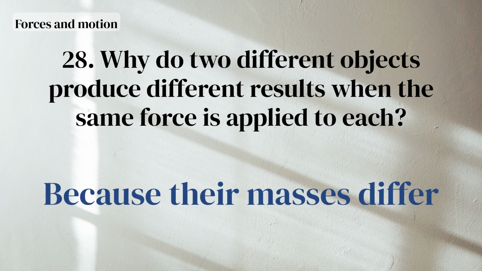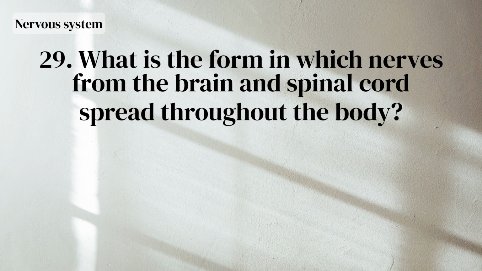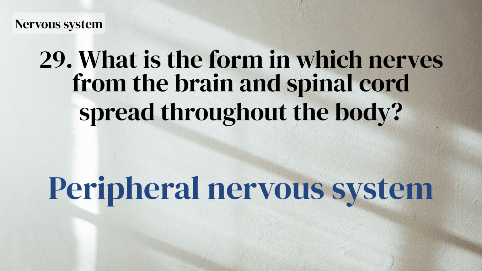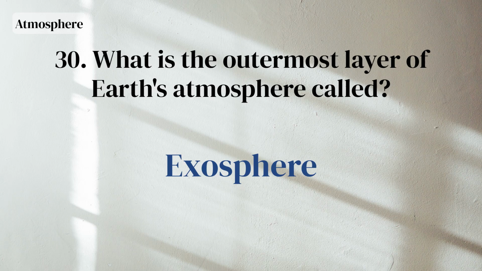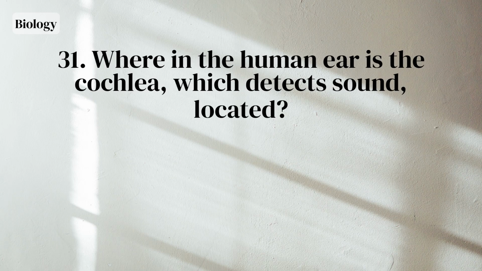What is the form in which nerves from the brain and spinal cord spread throughout the body? Peripheral nervous system. What is the outermost layer of Earth's atmosphere called? Exosphere. Where in the human ear is the cochlea, which detects sound, located? Inner ear.